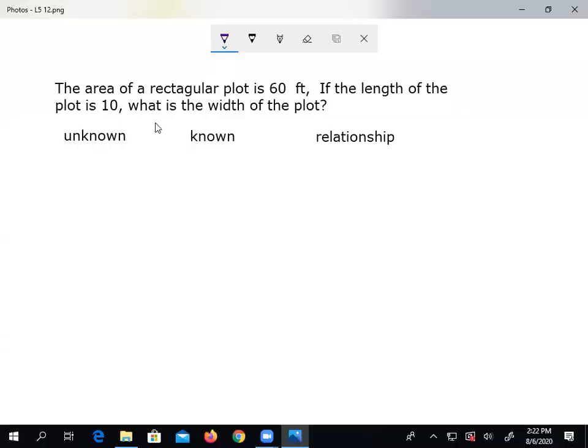So another word problem: the area of a rectangular plot is 60 feet. Actually, that should be 60 square feet. You look too there. Area is in square units. So 60 square feet. If the length of the plot is 10, what is the width of the plot? So the unknown is going to be what we're looking for, which is the width.